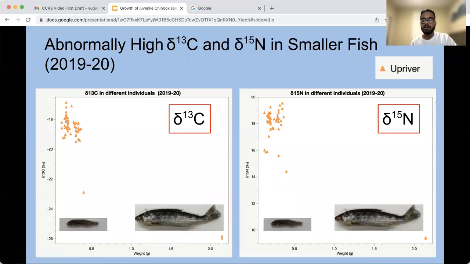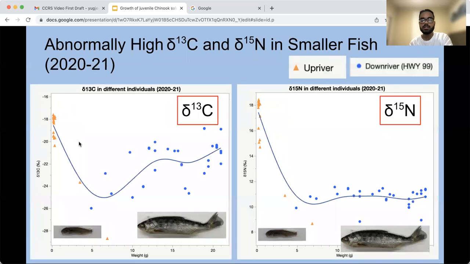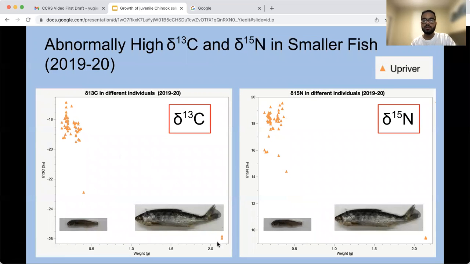We observed the same trend for our 2019 and 2020 fish as well, where we had some smaller individuals with very high carbon and nitrogen signals and some bigger individuals with lower carbon and nitrogen signals. Something I must note is that all of these individuals across both years came from the same site upriver. And for 2019, we did not have many bigger individuals.